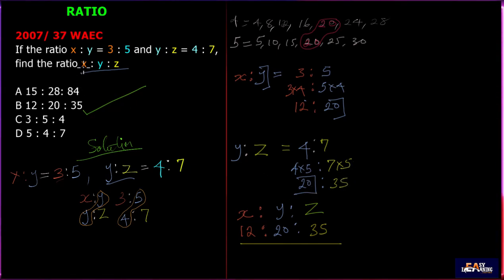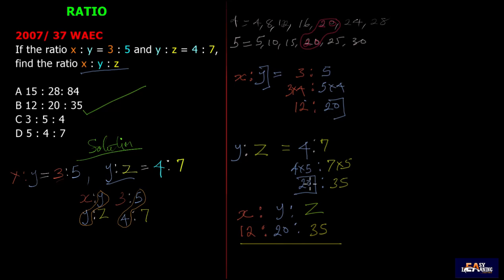So the question was for us to find the ratio x is to y is to z. We've been able to get new values: our new value for x is now 12, our new value for y in both ratios is 20, and our new value for z is 35, and that was the correct answer. Okay, so that will be it.